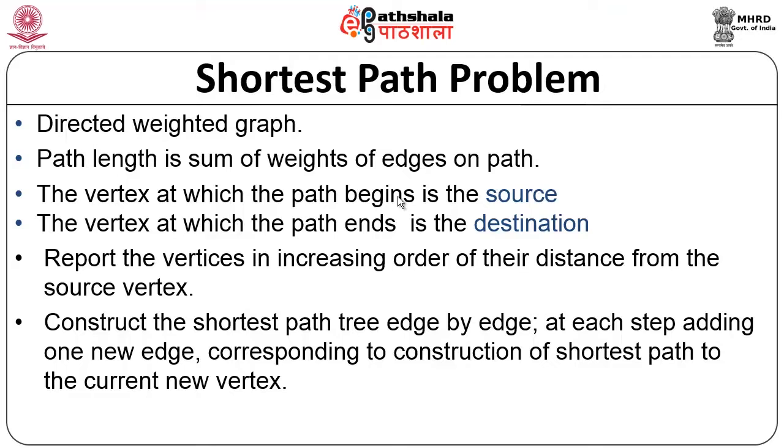So, construct the shortest path tree edge by edge. At each step we are adding an edge corresponding to the construction of the shortest path to the current new vertex. So, you start from the source, you go to the next vertex, from that vertex you take the shortest, from the next vertex you take the shortest and so on.